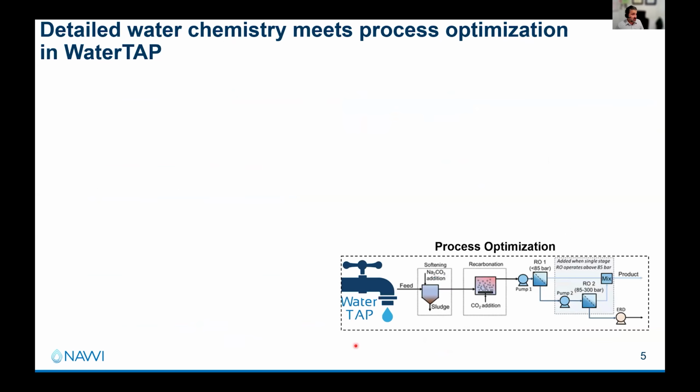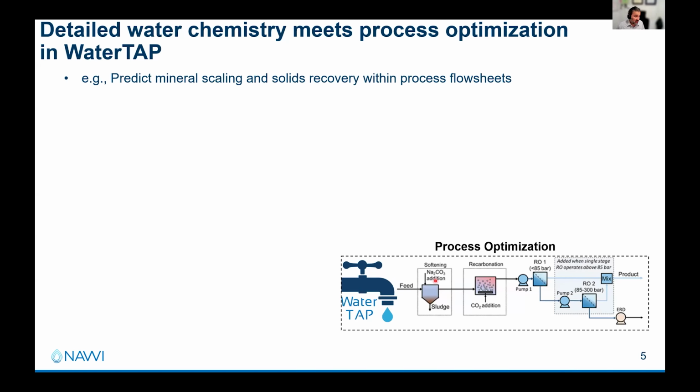Now, another thing, this is more of the cutting edge right now of WaterTAP, is that we've incorporated detailed water chemistry into WaterTAP. So let's take this process flowsheet as an example here. It's just an RO train with softening and recarbonation as pretreatment. What if I want to answer the question of, what are the optimal doses I should have for softening and recarbonation?